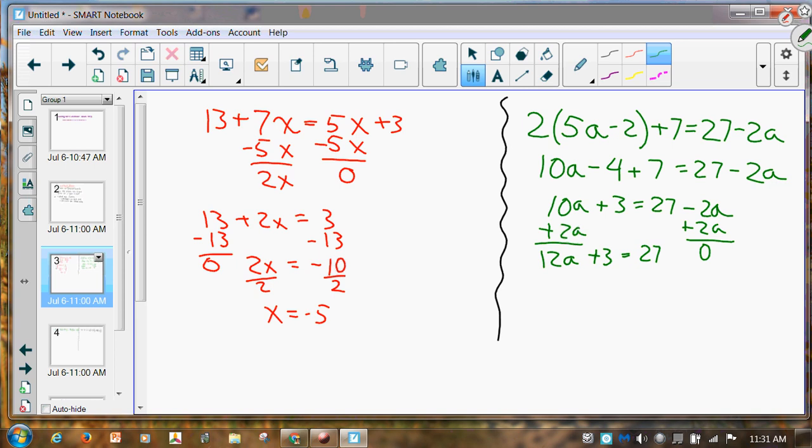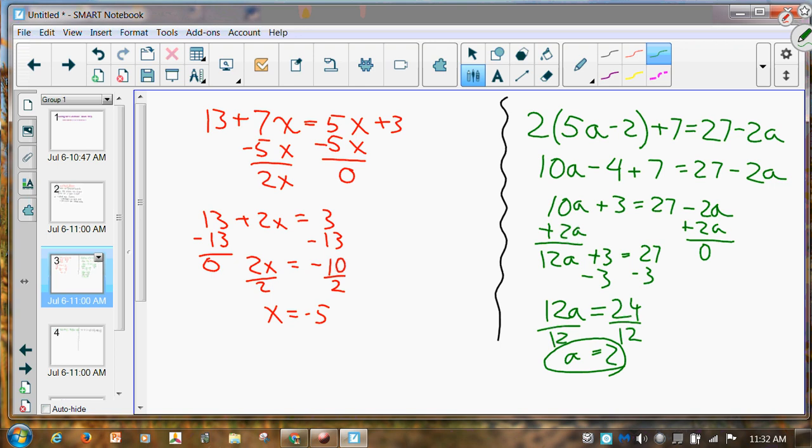Now we want to get rid of this 3 on the left side because we want all the numbers on the right. So we'll subtract 3 from both sides, and we will get 12a equals 27 minus 3 is 24. And now we can divide both sides by 12, and we will have a equals 2. Okay, I got squeezed here at the bottom, but a equals 2 is the answer to that one.